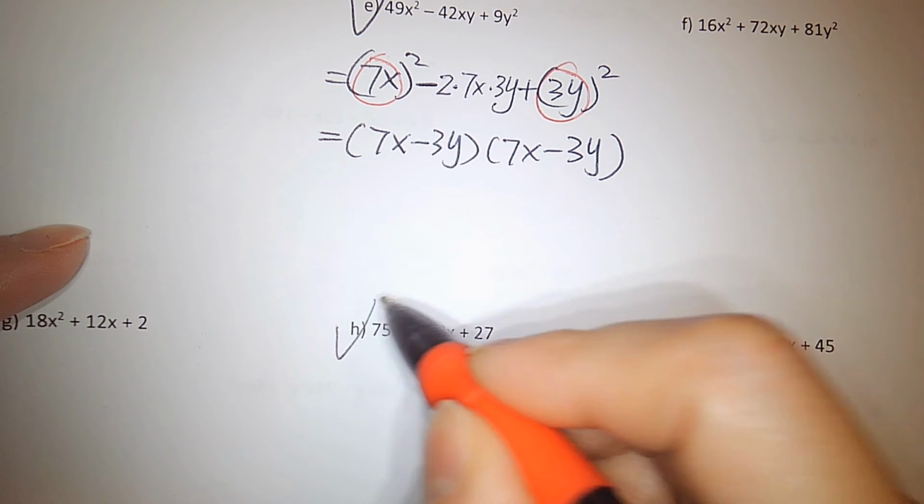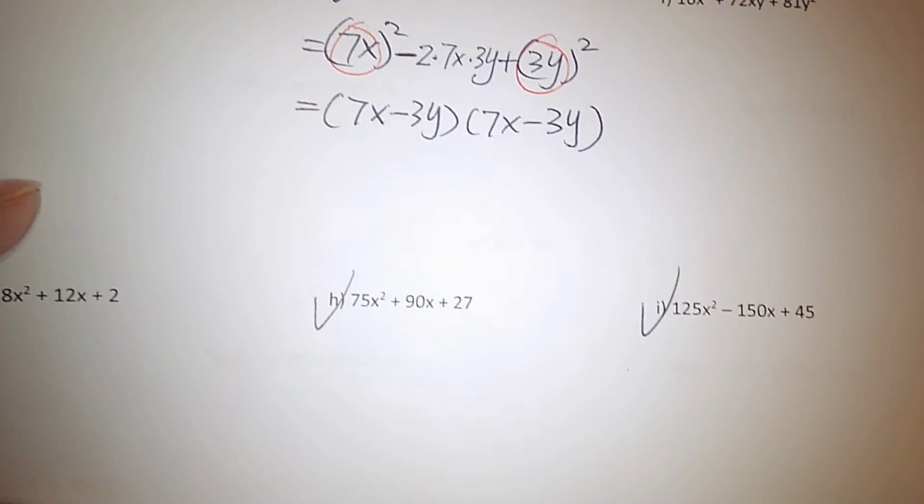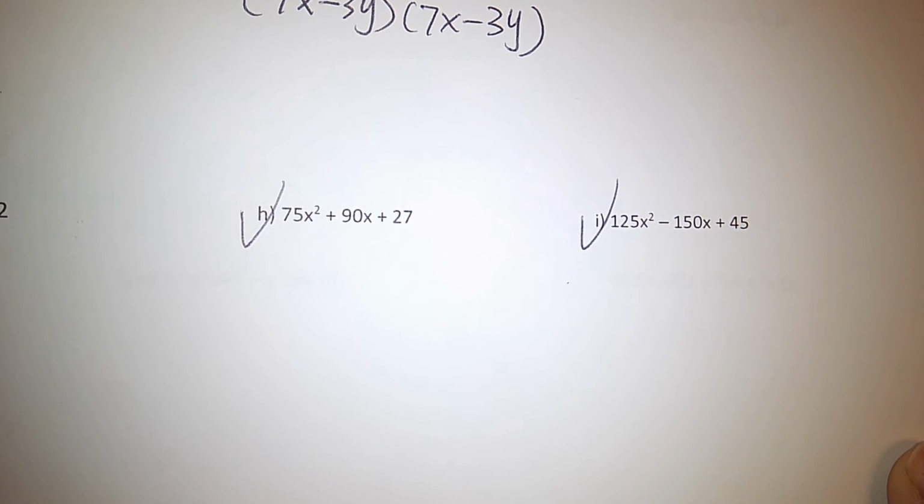Alright, I'm going to let you try H and I. I'll give you a couple minutes to try H and I. If there is a greatest common factor, factor this greatest common factor out. Okay, factor that out first.